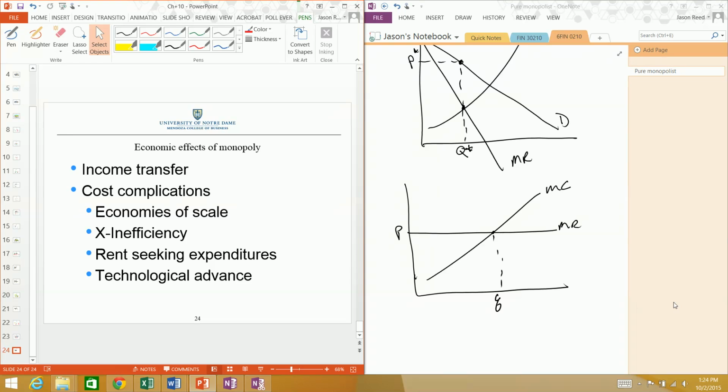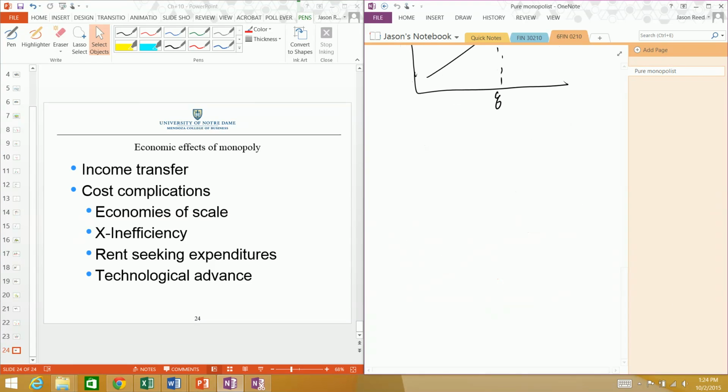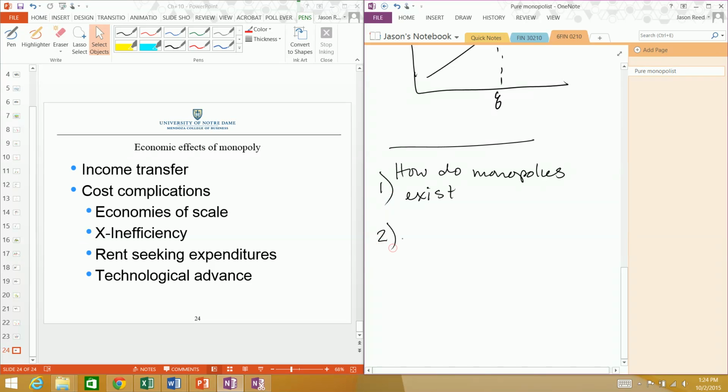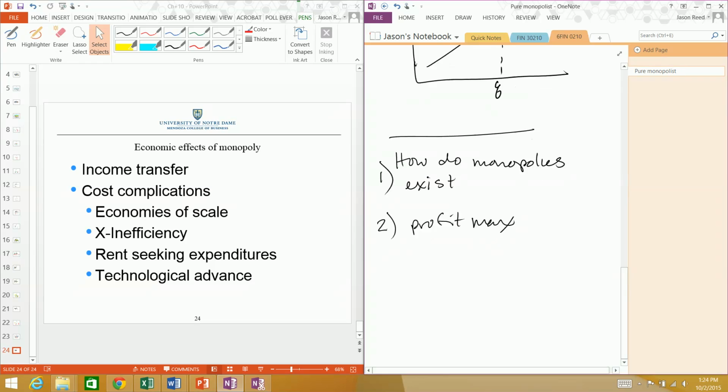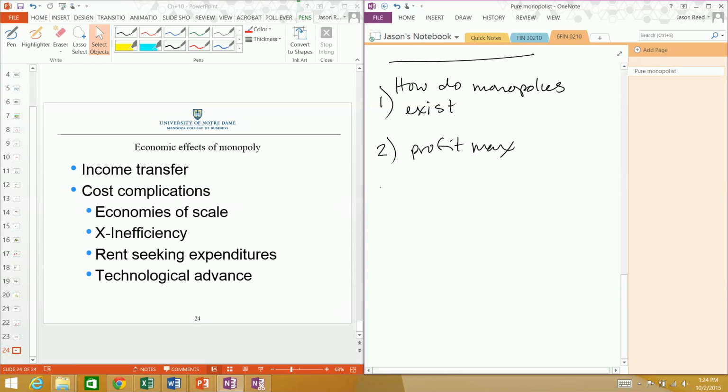So if we're wrapping up here, the things that I think are the most important for us is, one, to understand how monopolies exist. And we talked about a variety of ways why that is. Two is then profit maximization for a monopoly, and so we understand exactly how that occurs. The third is that we want to compare the monopoly to perfectly competitive firms.